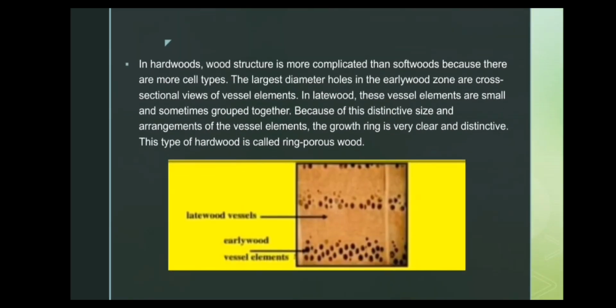In hardwoods, wood structure is more complicated than softwood because there are more cell types. The largest diameter holes in the early wood zone are cross-sectional views of vessel elements. In late wood, these vessel elements are small and sometimes grouped together. Because of this distinctive size and arrangement of the vessel elements, the growth ring is very clear and distinctive. This type of hardwood is called ring porous wood.